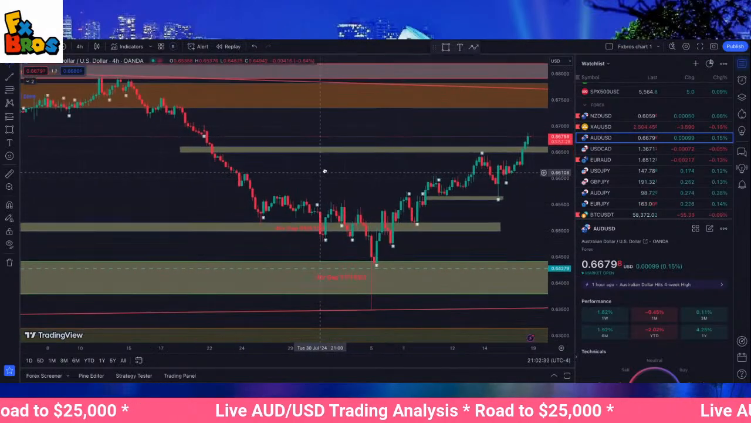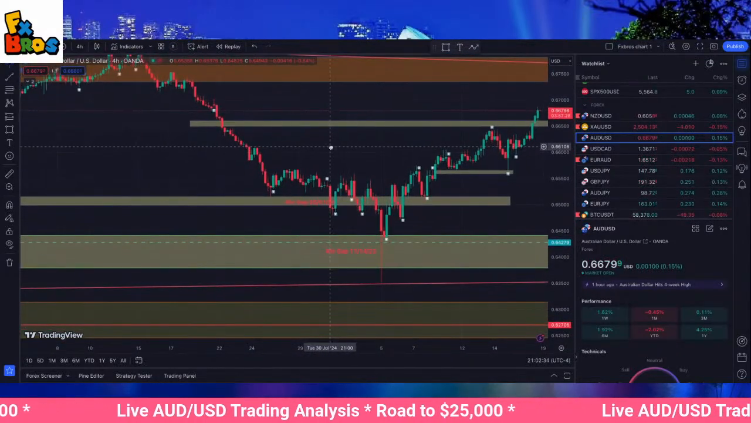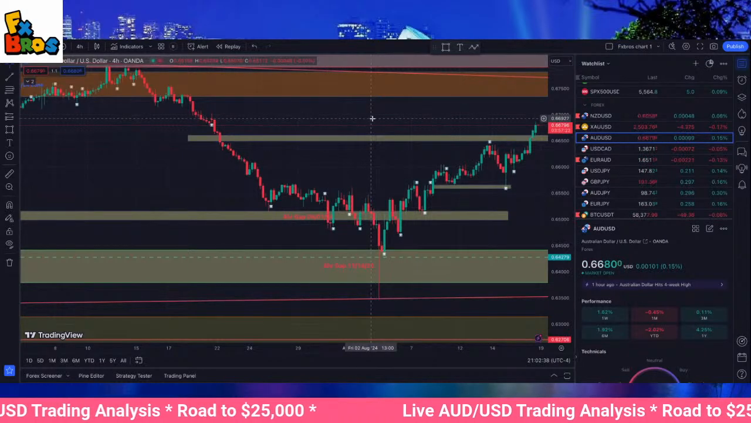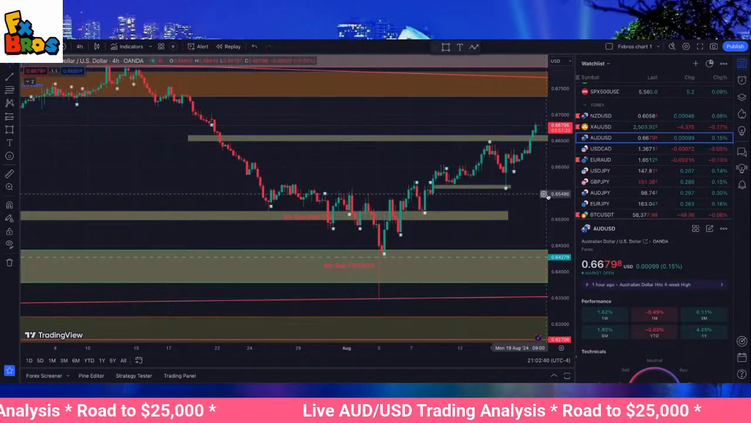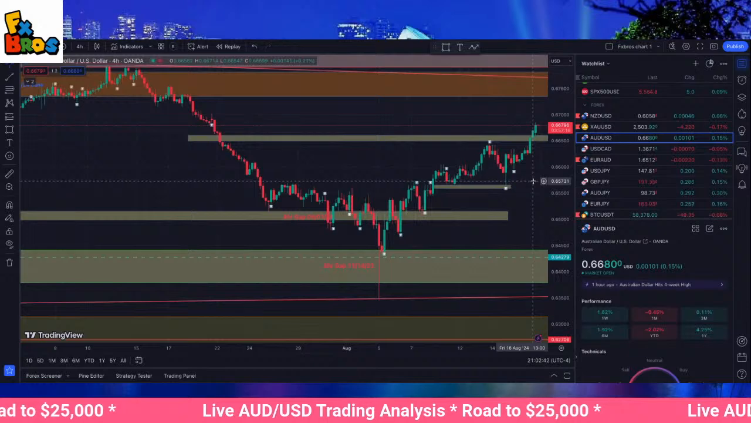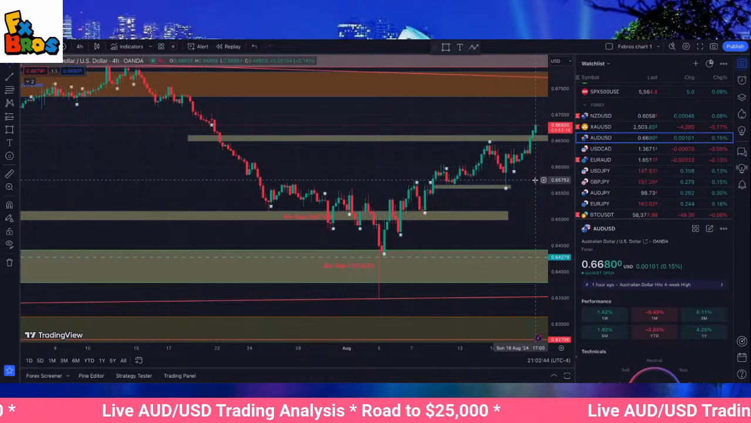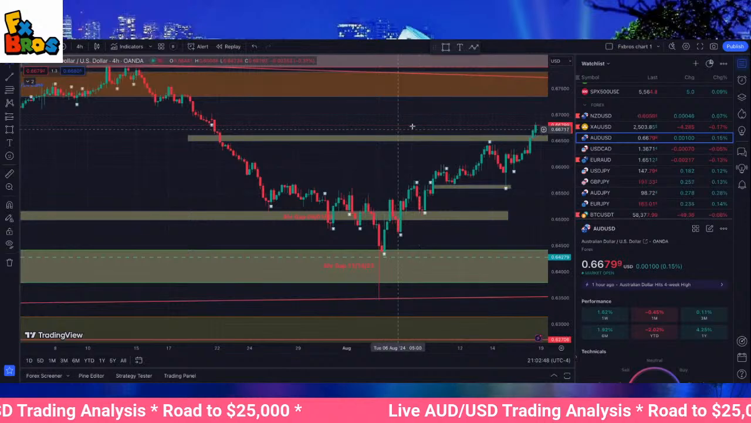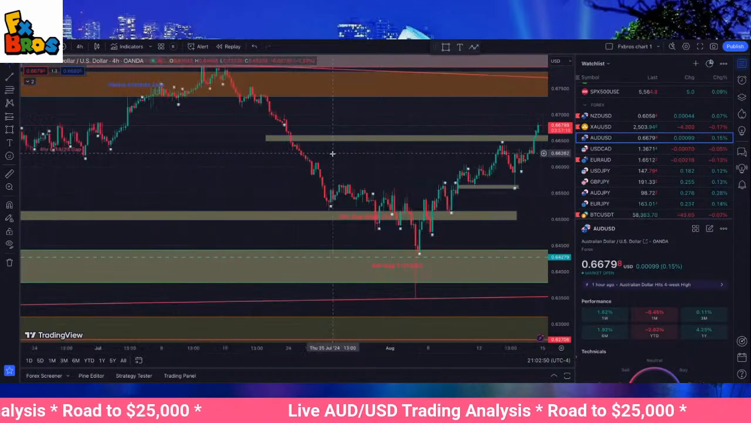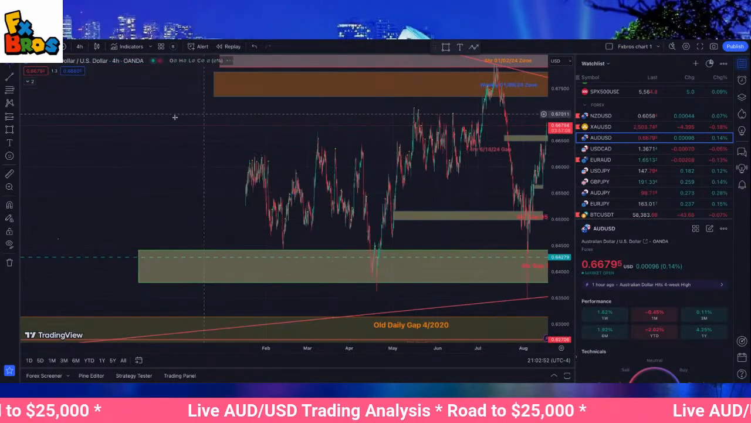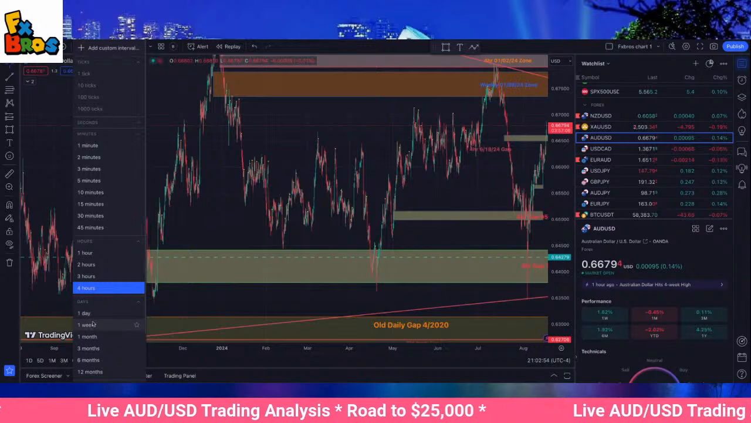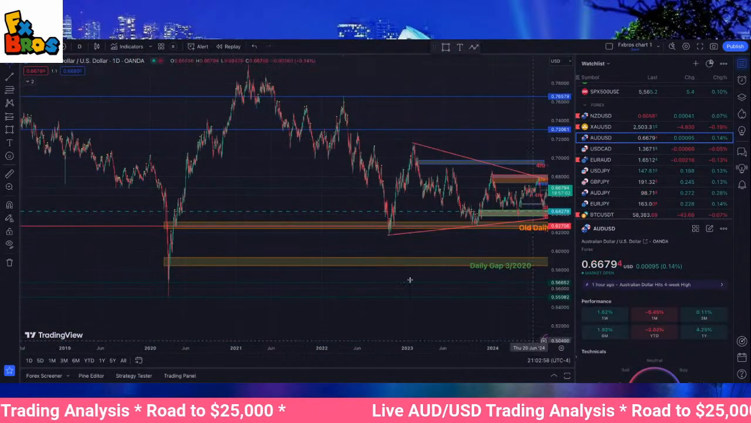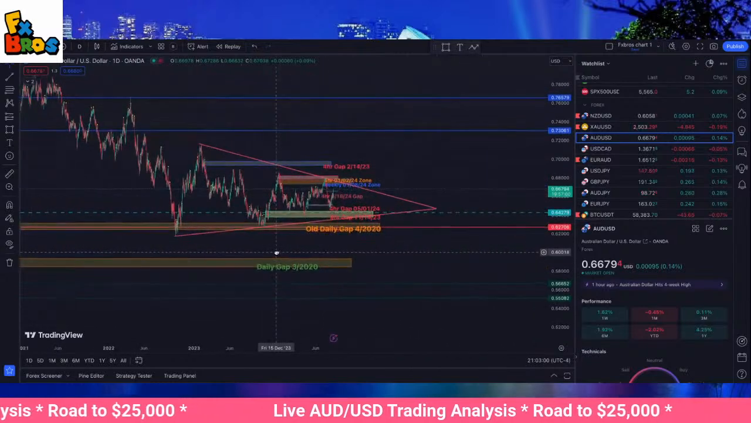Another live edition for this analysis on Australian dollar. It's Sunday, August 18th, and we have continued bullishness. I kind of reset the parameters on this wedge pattern we've been playing in.